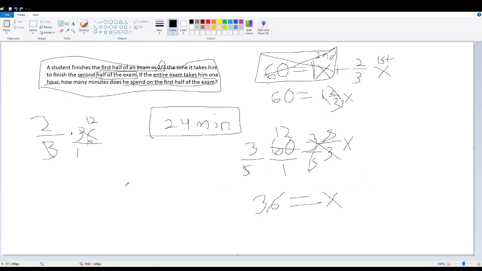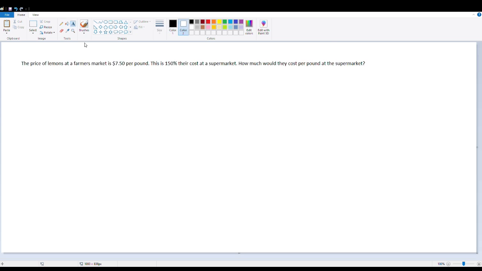And if you want to check your work, all you have to do is just add 36 and 24. So let's add those. 0, 1, 1 plus 3, 4 plus 2, 6. Would you look at that? It's 60. Great, perfect. Now let's move on to the second.